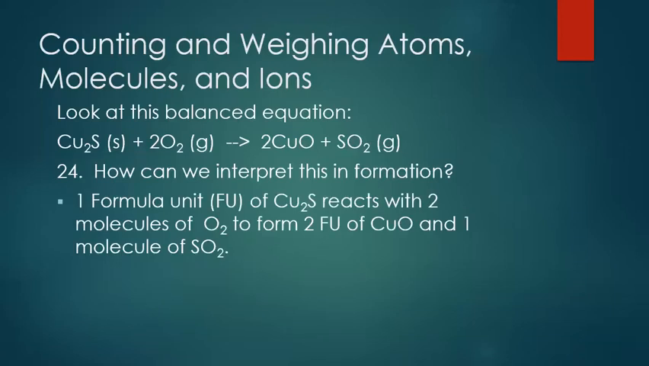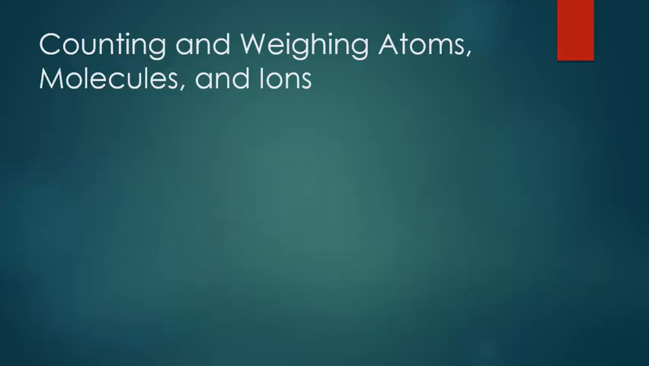Well, this is how. We can say that we have one FU of Cu2S plus 2 molecules of O2 to form 2 FU of CuO plus 1 molecule of SO2. Some of you are snickering, probably because you think it's funny that I'm using the abbreviation FU. Well, you know what FU stands for? Yes. It stands for formula unit.